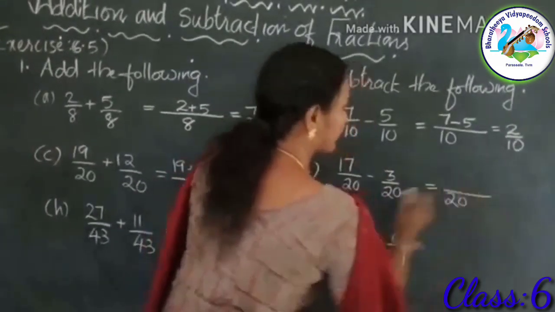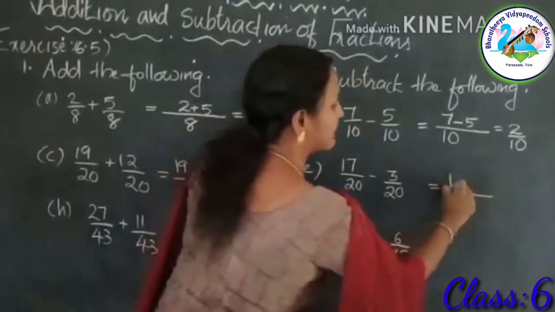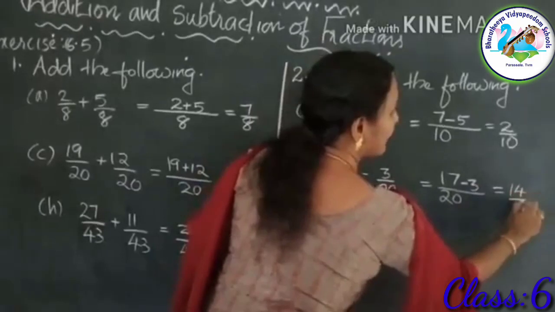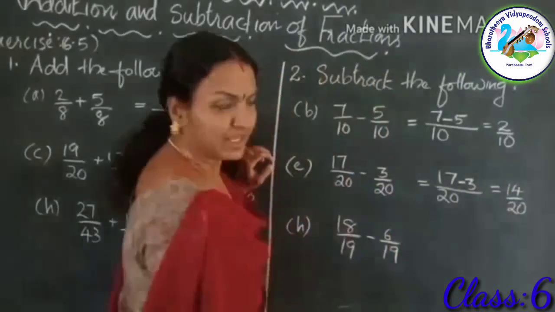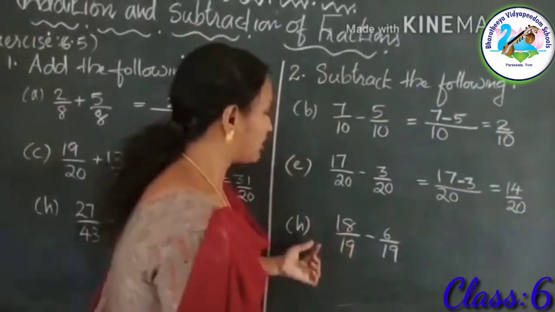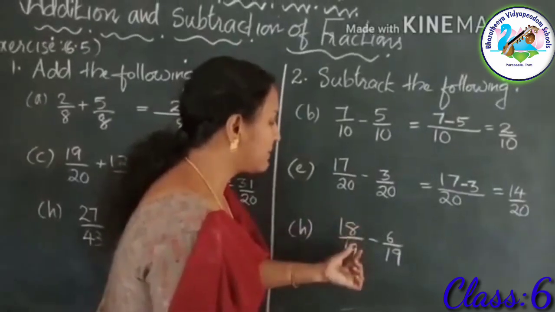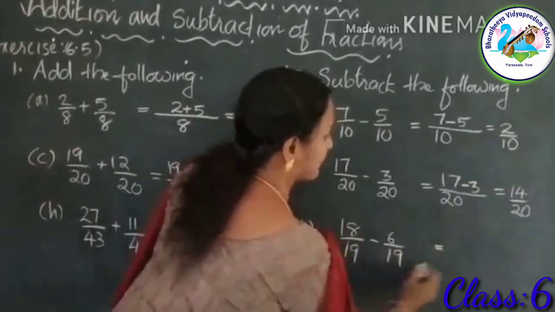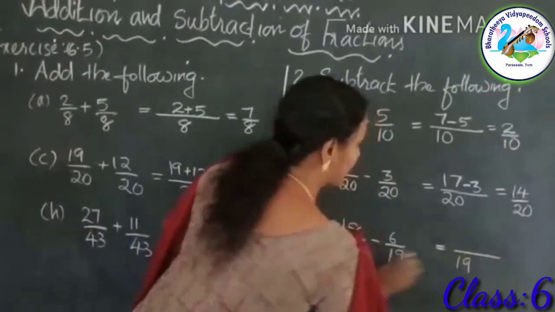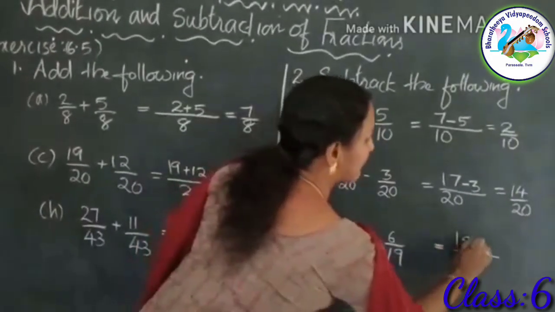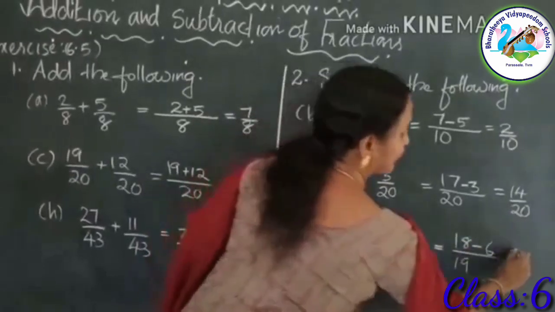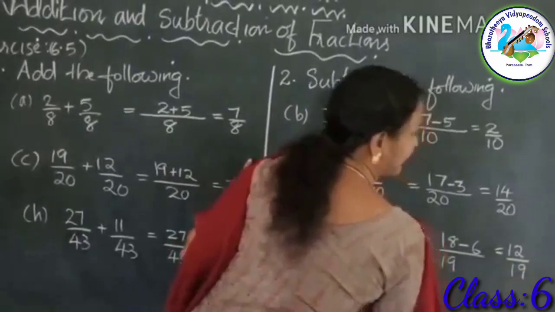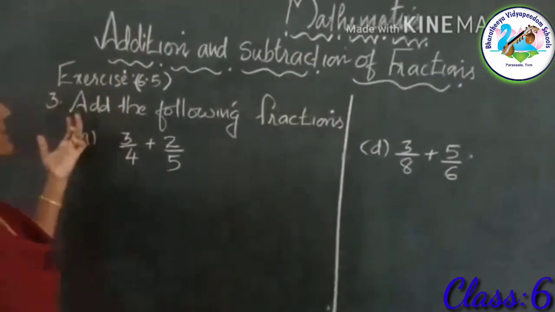The next one, option E, 17 by 20 minus 3 by 20. Here the denominators are same, so 20. Subtract the numerators, 17 minus 3 is equal to 14 by 20. Then the last option, option H, 18 by 19 minus 6 by 19. The denominator is 19. Then 18 minus 6 is equal to 12 by 19.